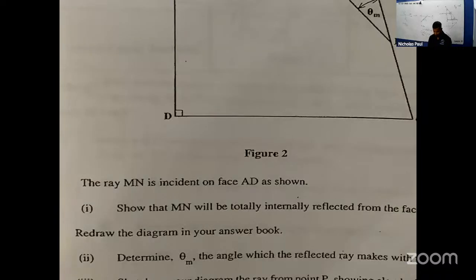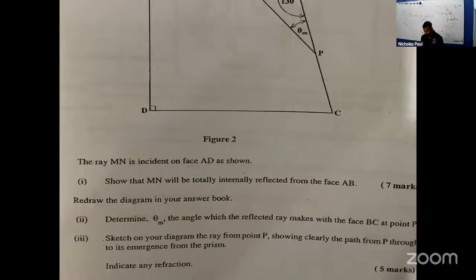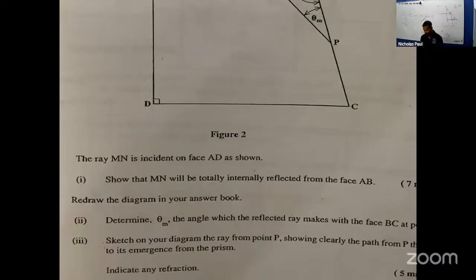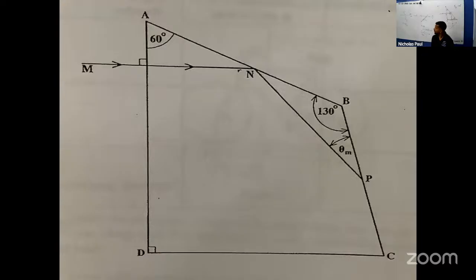Right, first part. Show that MN will be totally internally reflected at AB. So we have a diagram there. You have to show that at AB, total internal reflection will happen. You have to tell them why it happened.